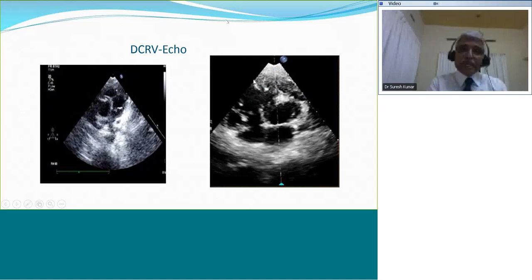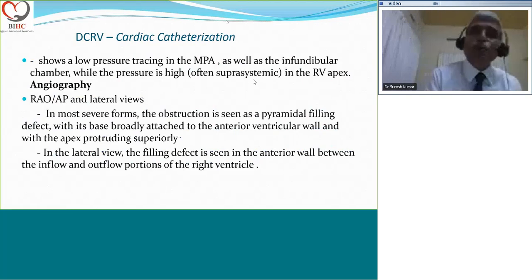When you catheterize these patients, you find a low pressure tracing in the main pulmonary artery. You'll also find a low pressure in the infundibular chamber with no gradient across the valve, and the pressure shoots up when the catheter is withdrawn into the RV apex. And in angiogram, best done in AP and lateral or RAO and lateral, you can see the obstruction as a pyramidal filling defect with its base broadly attached to the anterior ventricular wall and the apex protruding superiorly. I'll show that.